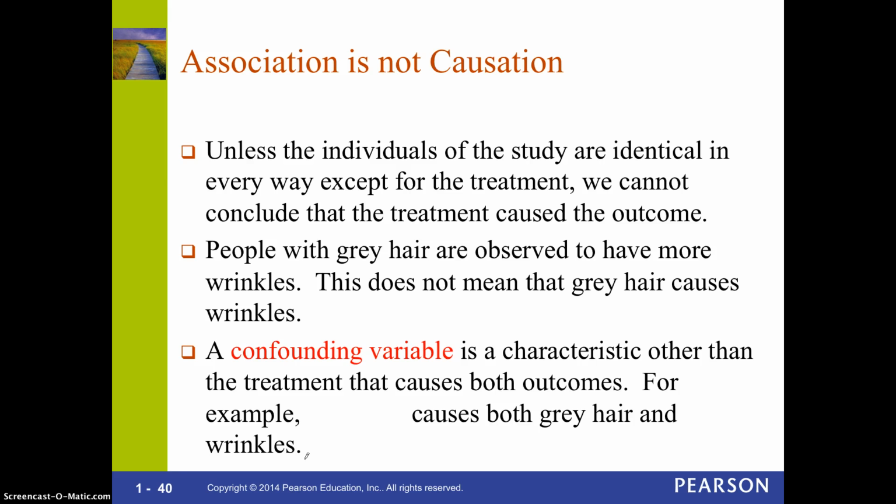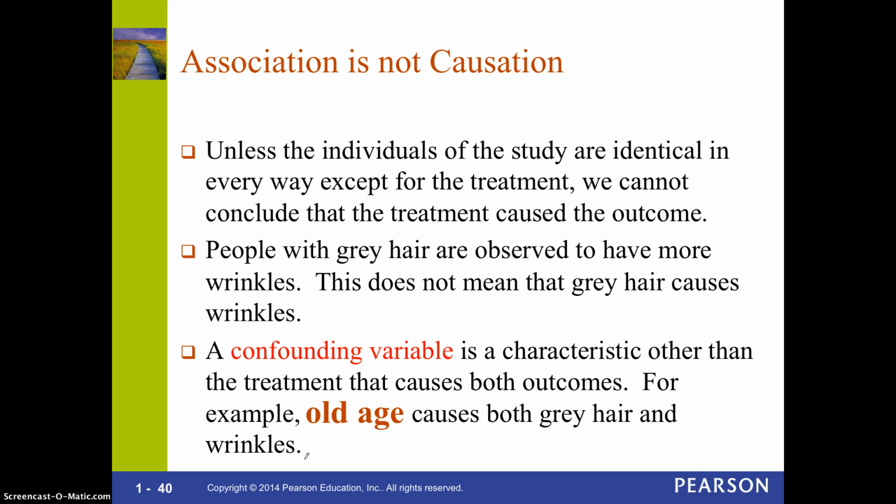Okay, so an example says people with gray hair are observed to have more wrinkles. This does not mean that gray hair causes wrinkles. Okay, we have what we call a confounding variable. So if you read my statement here, for example, what causes both gray hair and wrinkles? And if you need to pause the video for a second to think about that, you can do that. Okay, so what does that? Old age causes both gray hair and wrinkles. Okay, so that's an example of a confounding variable.